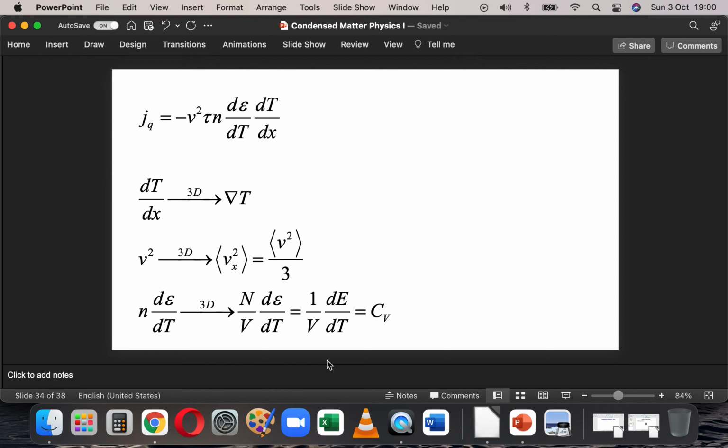So the specific heat is defined as the rate of change of internal energy with respect to temperature per unit volume, and that's a definition. You will learn more about how this definition makes sense and what you can do with it in the parallel course on statistical physics.